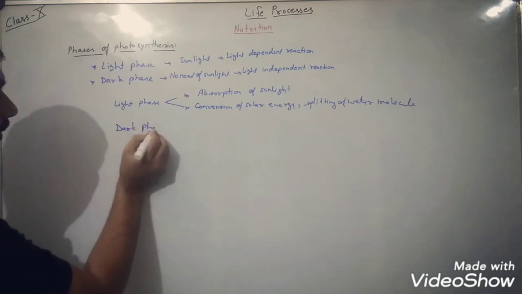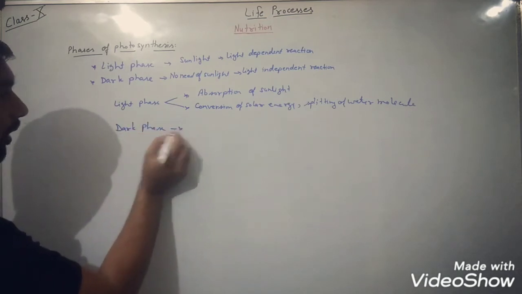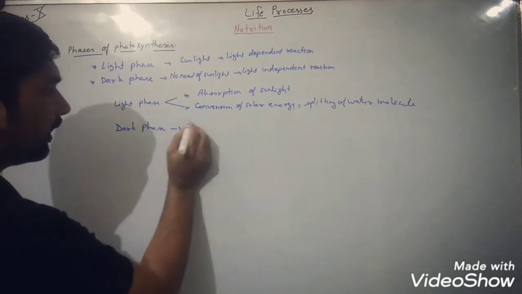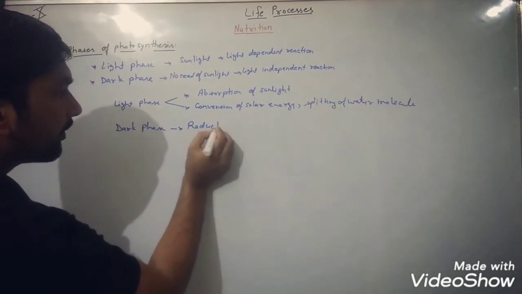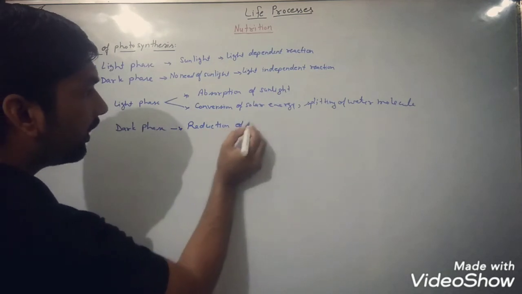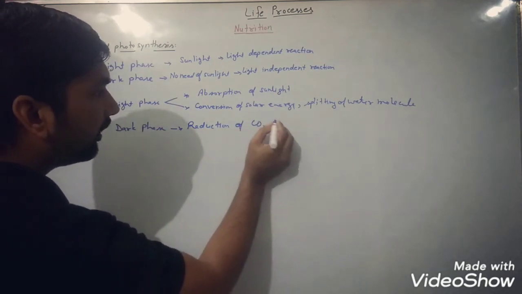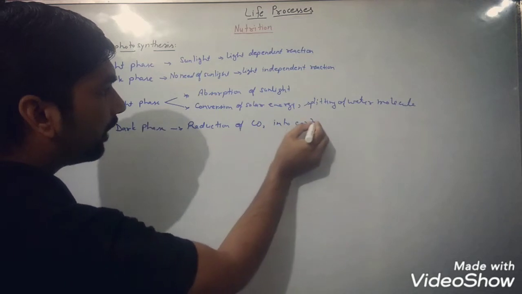When we talk about the dark phase, the last event of the photosynthesis process is the reduction of carbon dioxide into carbohydrate.